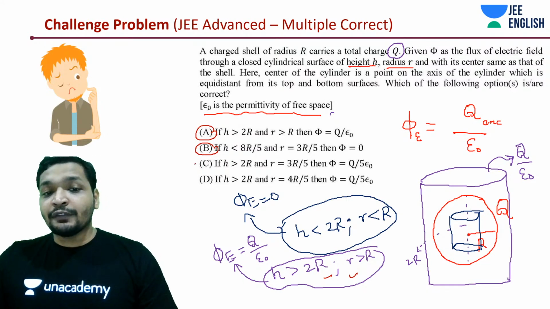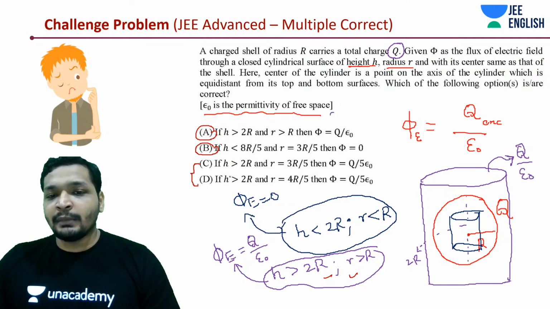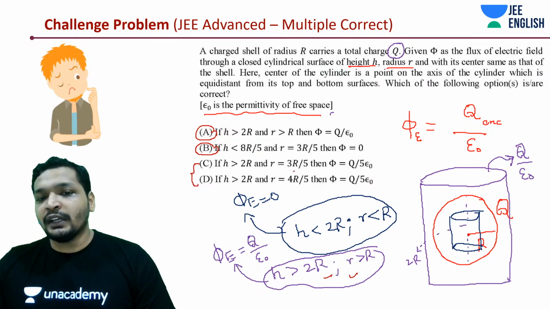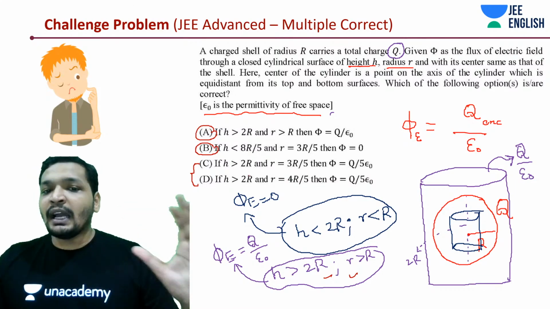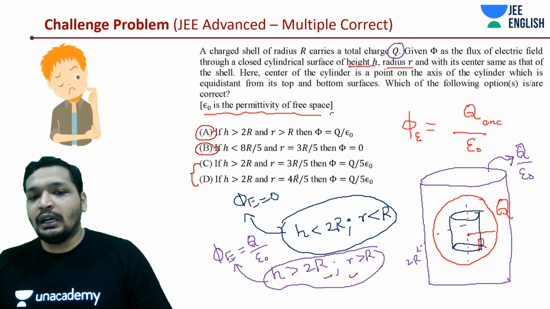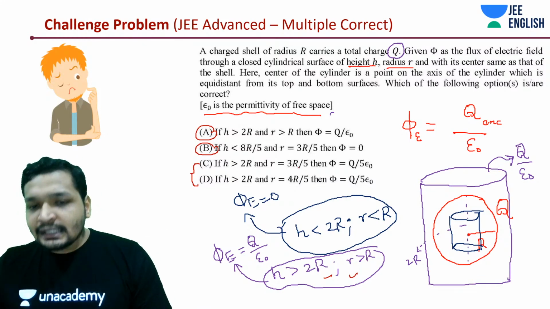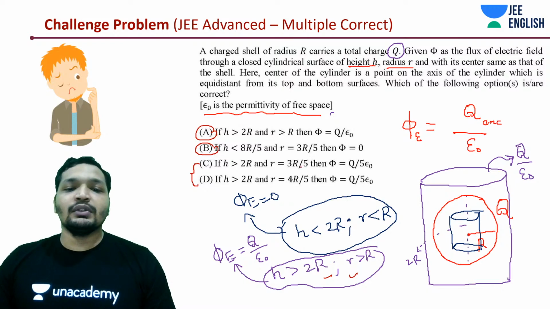Okay, I'm not saying this will be wrong or this will be correct or something like that. Only one among them can be correct, because both cannot have the same amount of flux, since they basically have height greater than 2r but radius less than r itself. So let's analyze these cases and understand how to work around them.